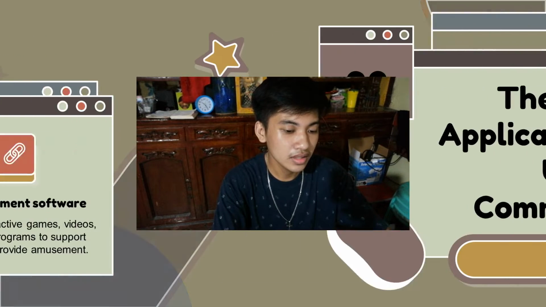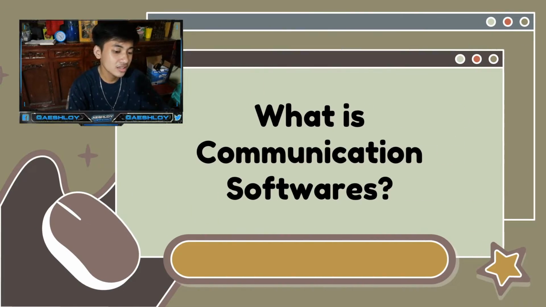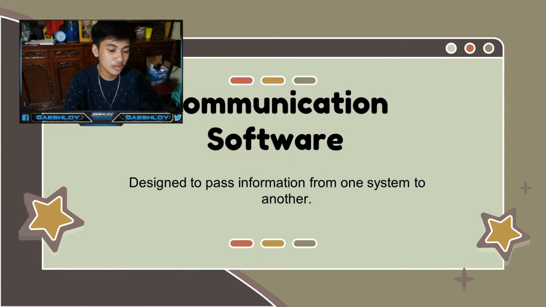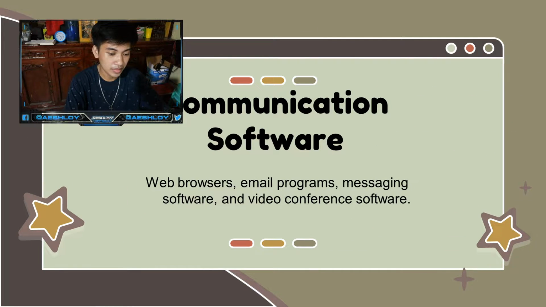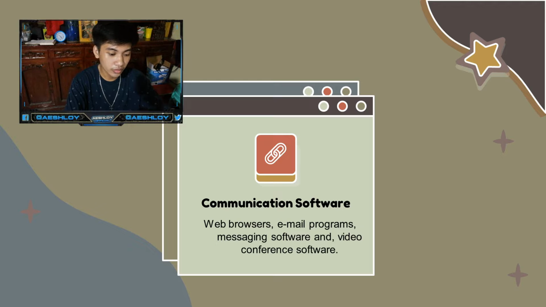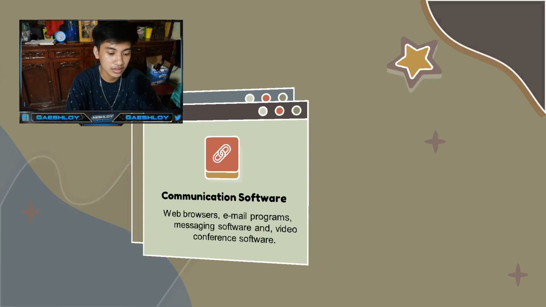Now let us move on to the types of application software used in communications. So what is communication software? It is designed to pass information from one system to another. Examples are web browsers, mail programs, messaging software, and video conference software. It is all about communicating with someone. So that is the four major categories of application software.